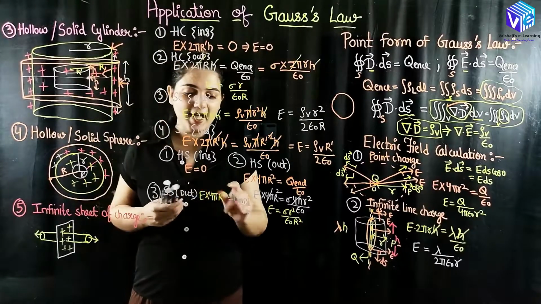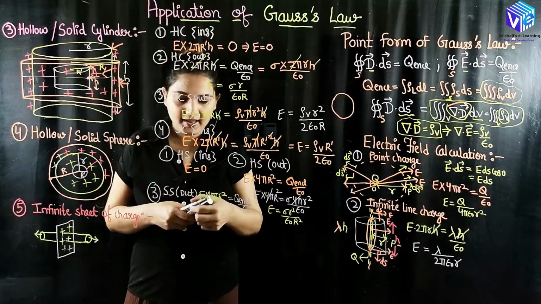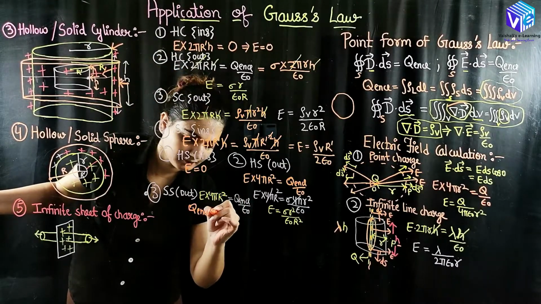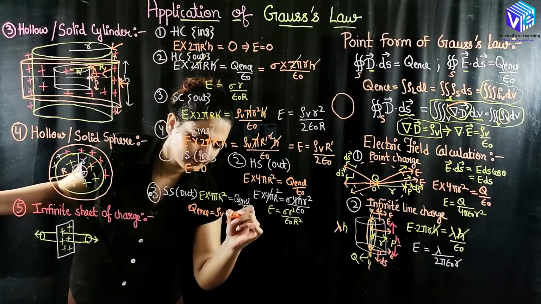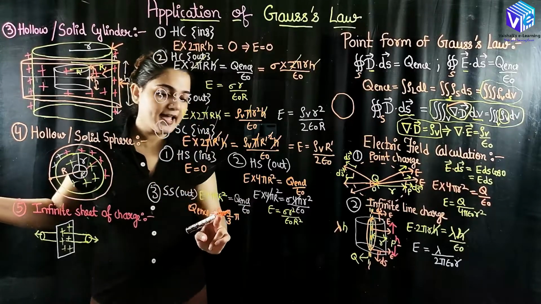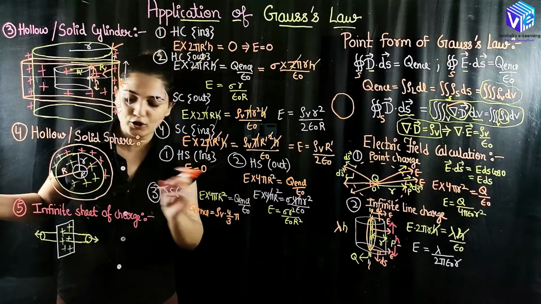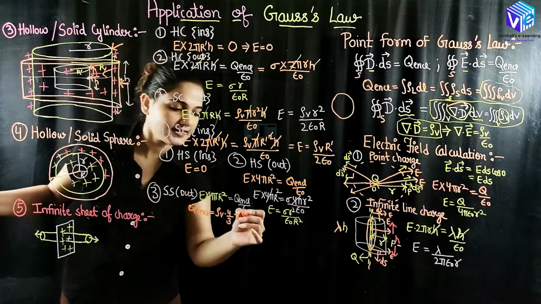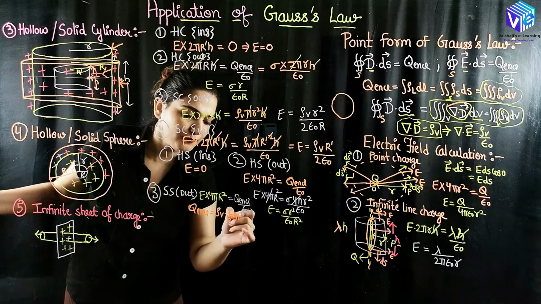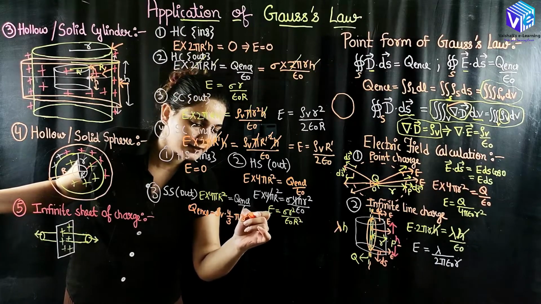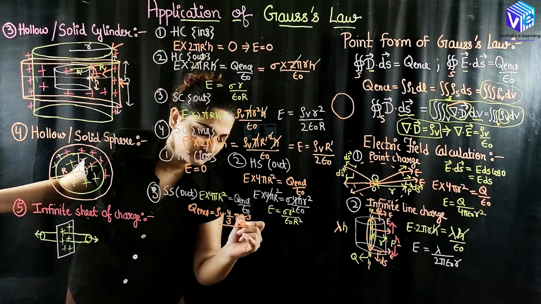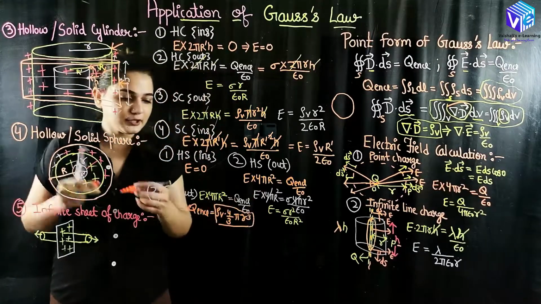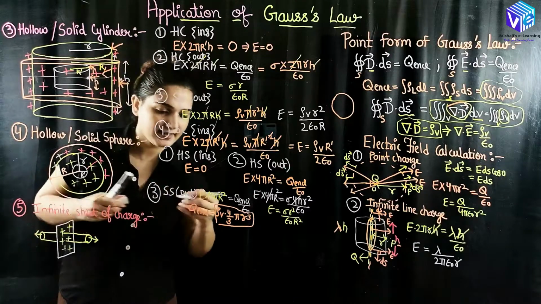Okay, so now I have to find out Q enclosed. Here I will be using the volume charge density. So I am multiplying the volume charge density with the volume of this inside actual sphere. So actual sphere has the radius r, so the volume will be rho v into 4 by 3 pi r cube. So this is my Q enclosed. I will be putting the Q enclosed here and I will be finding out E.